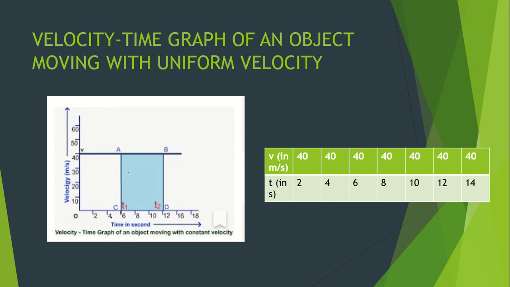Like you can see, it is a straight line which is parallel to the time axis. It means the velocity is not changing, it is constant, and whenever the velocity is constant, it means it is a case of zero acceleration, which you have learnt in your previous part of the chapter.